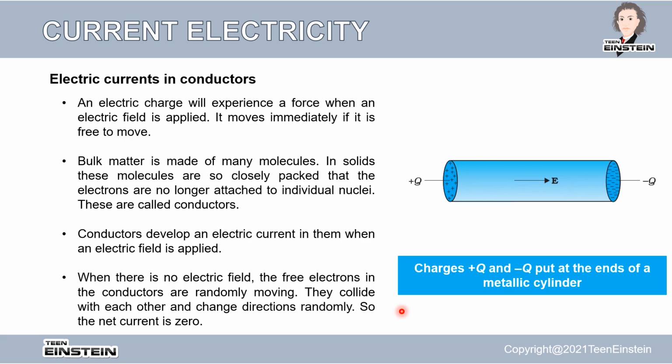Now we will see what is the electric current in conductors. This is very important because we use this in our everyday life in all the appliances. We use copper wires, which is a conductor, and the charges are flowing through the conductor, and that's how we get electricity in our house. So this is very important.